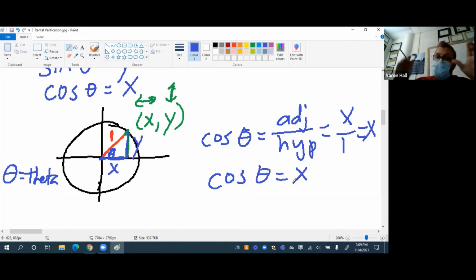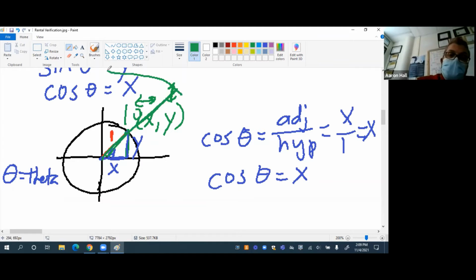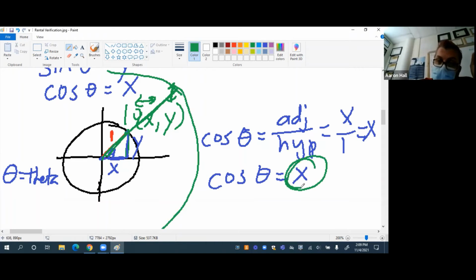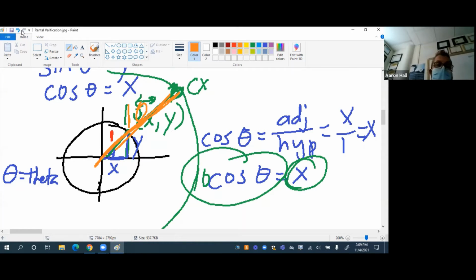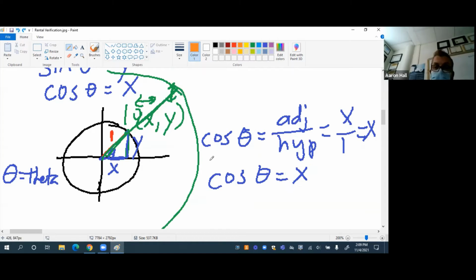Now, if it wasn't a unit circle, if it was, I don't know, maybe a radius of 10, then my x is going to be 10 times cosine of theta. That point right here, my x value, would be just 10 times cosine of theta if my radius here was 10. But this is a unit circle, so it's just 1 times cosine of theta.